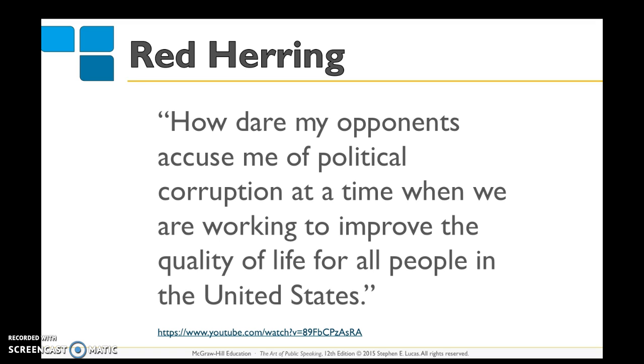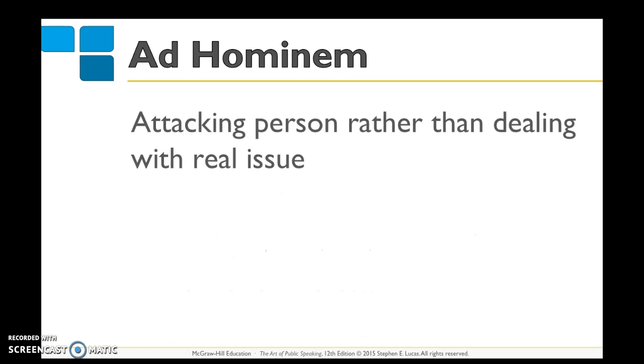How dare my opponents accuse me of political corruption at a time when we are working to improve the quality of life for all people in the United States? So as you can see, what does the speaker's concern with the quality of life in the U.S. have to do with whether he or she is guilty of political corruption? It is a red herring used to divert attention away from the real issue. Politicians use this all the time. Instead of answering the question, they divert the issue and talk about something else.